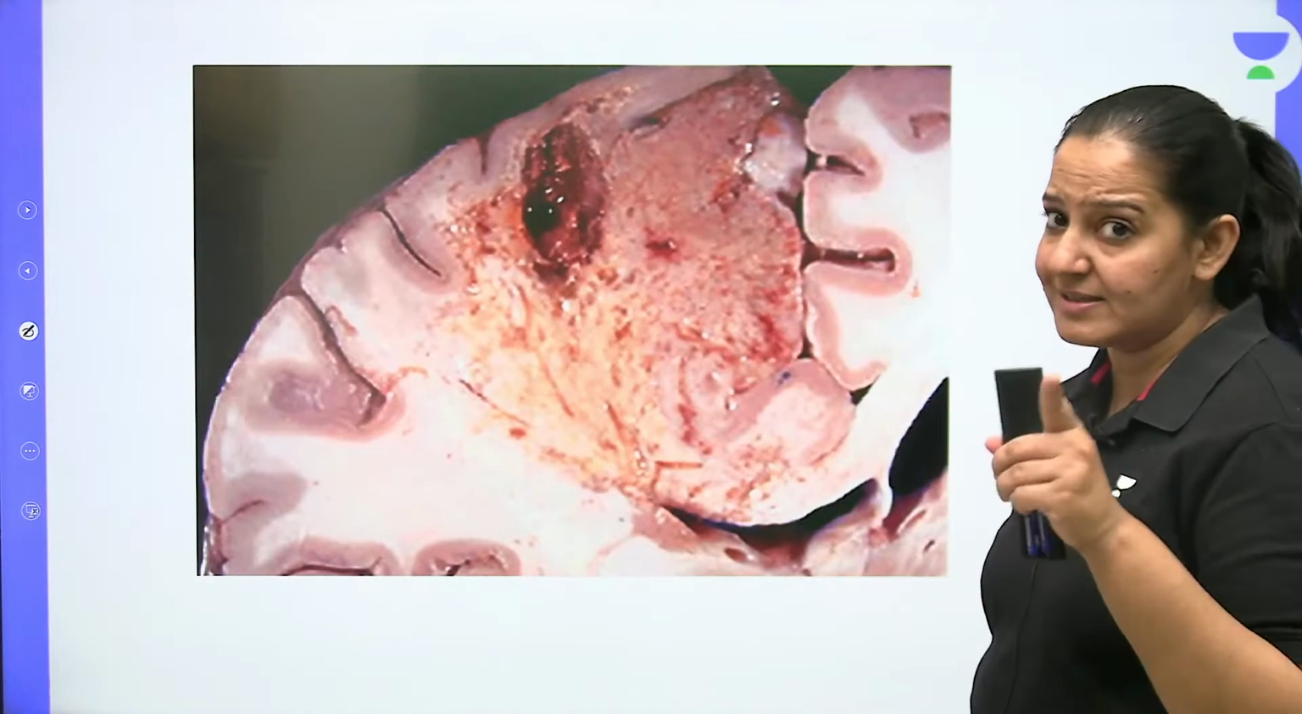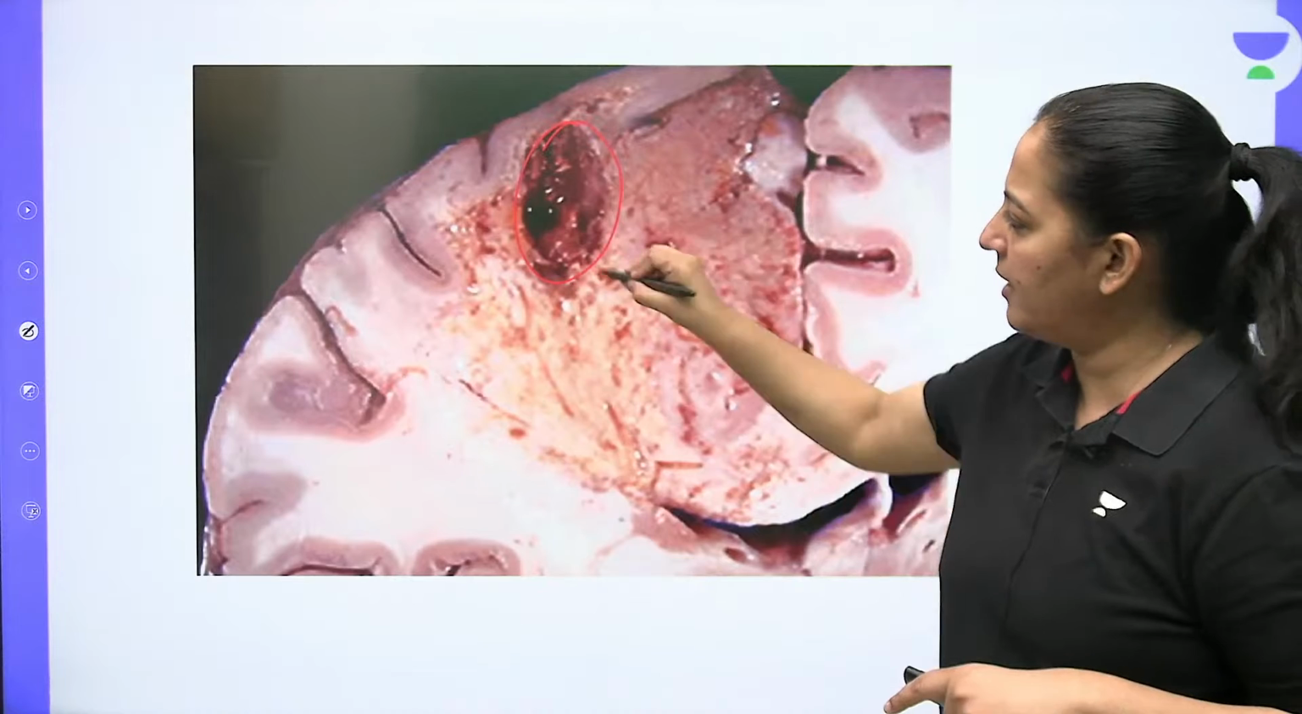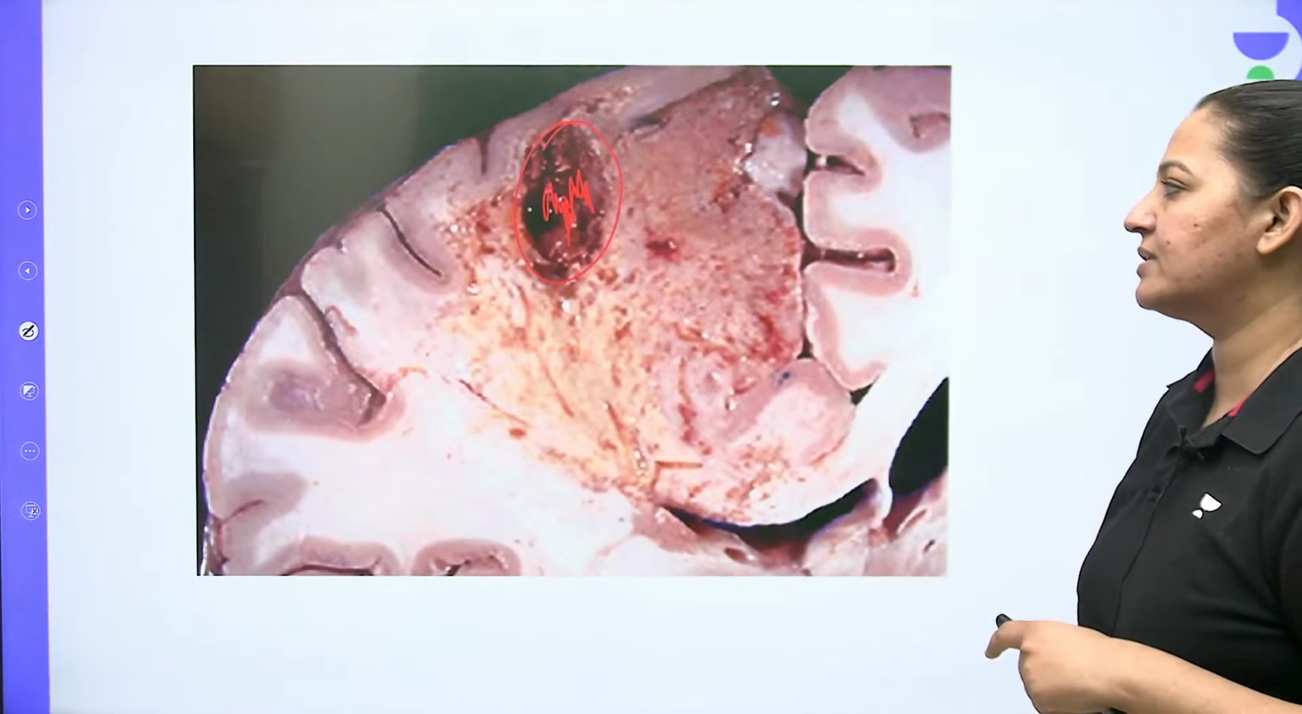See, this is brain. It occurs in brain. So this is the diagram of the brain. In the brain, can you appreciate a cyst? This is a cyst wall. Inside it, appreciate the liquid. Appreciate the liquefied cavity. So this is the gross.